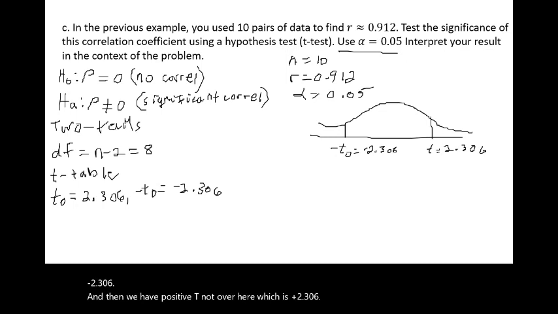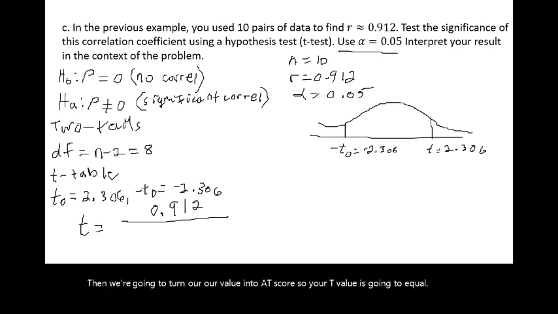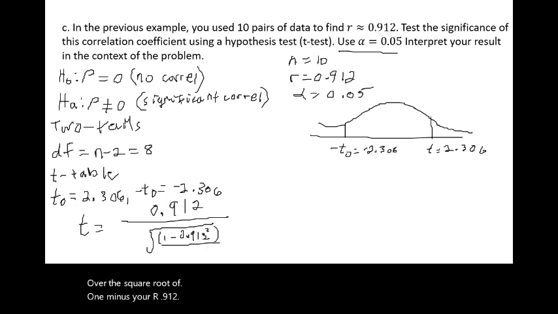Then we're going to turn our r value into a t-score. So your t value is going to equal r, which is 0.912, over the square root of 1 minus your r, 0.912, squared, all over n minus 2, which is 8.